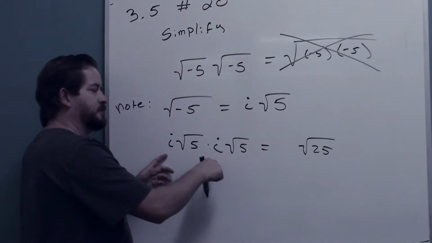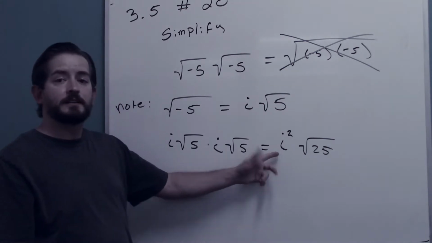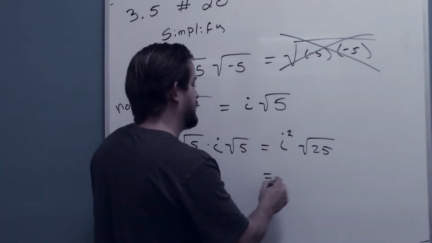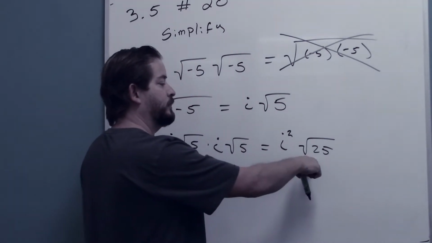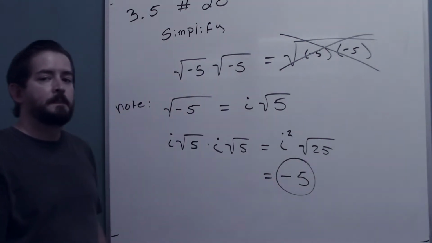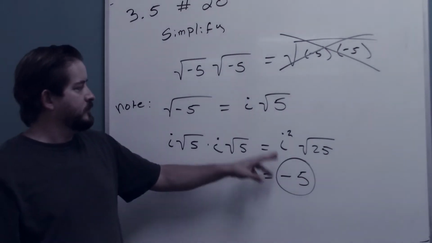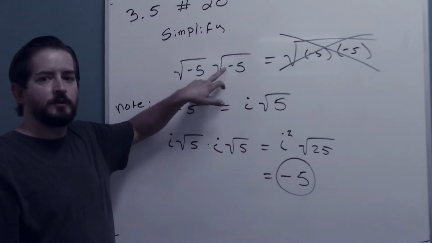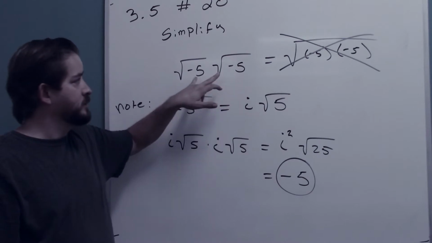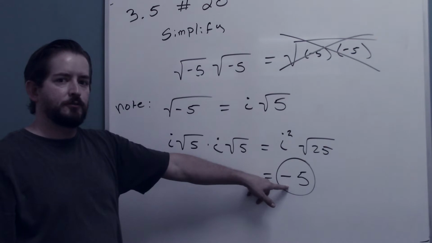And then the i times i is i squared. We should know by now that i squared is -1, and so this simply becomes -1 times the square root of 25, which is 5, and so the answer is -5. Right? We could have guessed that, skipping all of this, by saying the square root of a number multiplied by the square root of that same number is going to be that number. So it's not a surprise that we end up with -5.